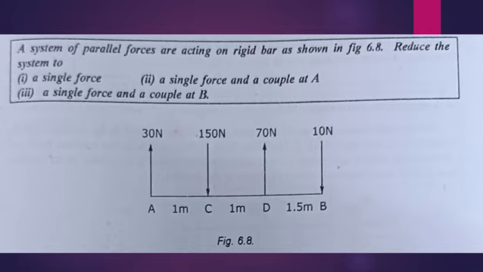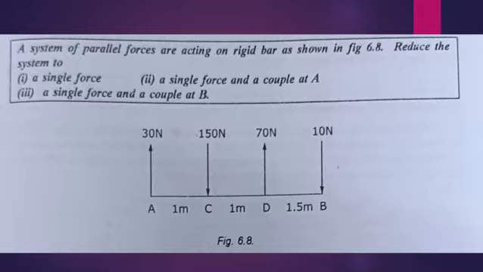In the question, they asked to reduce the system to a single force, which means we are going to calculate the resultant force. We are going to reduce the given 4 forces to a single force. That single force is the resultant force. The resultant force gives the summation of all the forces. Here we have 4 forces, therefore the summation of the 4 forces gives the single force, that is the resultant force.